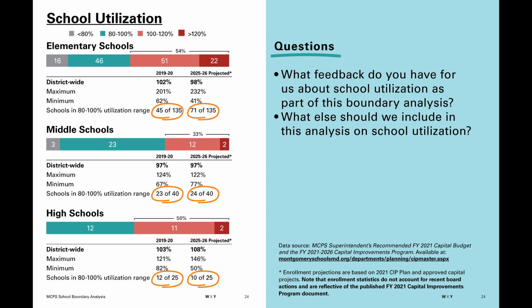When we look at the CIP data, we can also see what the projections are for utilization rates in schools across the county. Now, it's important to note that the CIP data does take into account planned school construction. However, it does not take into account potential boundary changes that have not yet been enacted. But what we do see is that if the status quo remains, schools will become much more overutilized and the gap will grow larger.